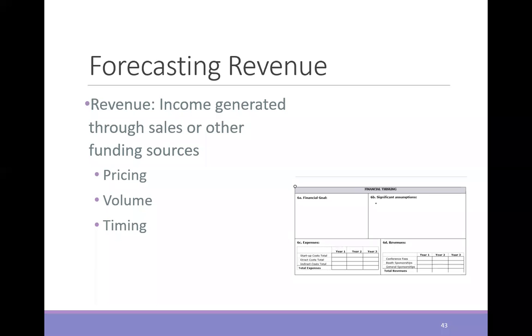Forecast revenue by developing pricing decisions, including what volume of sales you anticipate and the timing or frequency of the revenue. It will take some careful and detailed spreadsheet work to estimate your expenses and forecast your revenues.